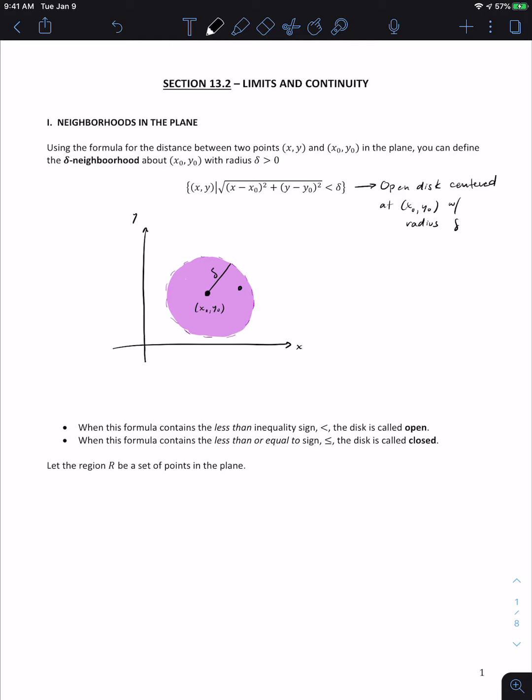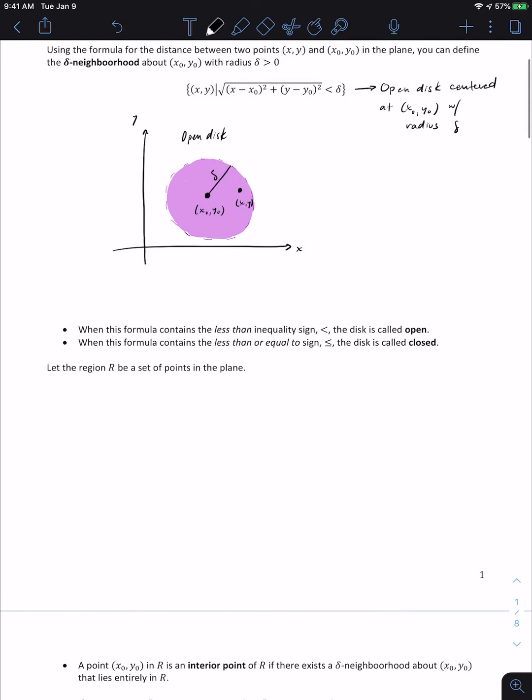If I take this point (x, y), it lies inside my delta neighborhood because it lies inside the disk. This point out here is not in my delta neighborhood because it doesn't lie in that disk. When the formula contains a strictly less than, we have an open disk. If I had less than or equal to, then it would be a closed disk, and I would include the border, so I'd have a solid border around the outside.